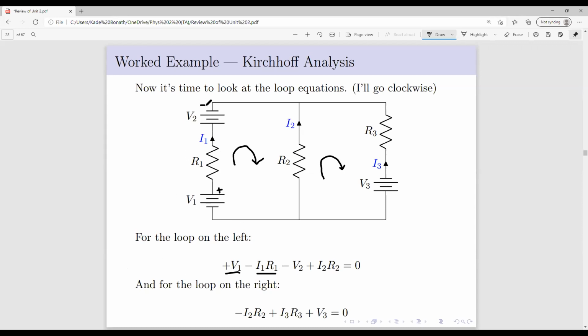Same thing for V2, except I'm coming out on the negative side, so I have a drop in voltage. Then I'm going in the opposite direction of the current indicated for I2, so I'll have an increase. All the same things apply for our second loop on the right, just with different elements that I'm running through.